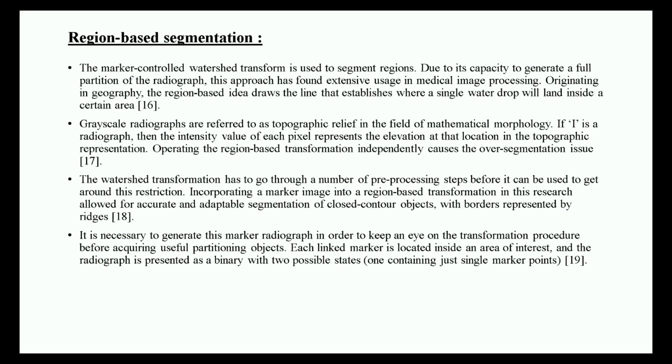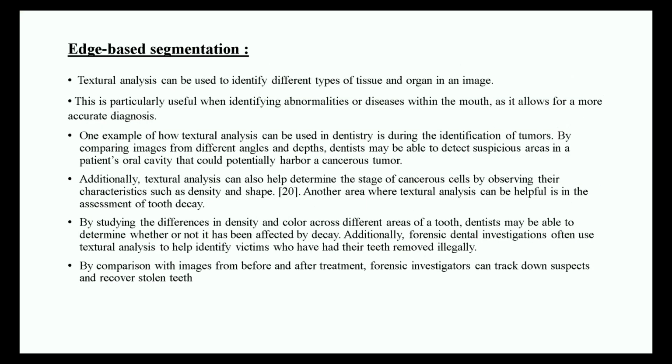Operating the region-based transformation independently causes the over-segmenting issue. It is necessary to generate marker radiographs in order to keep an eye on the transformation procedure before acquiring useful partitioning objects. Each marker is located inside the area of interest and the radiograph is presented as a binary image with two possible states.